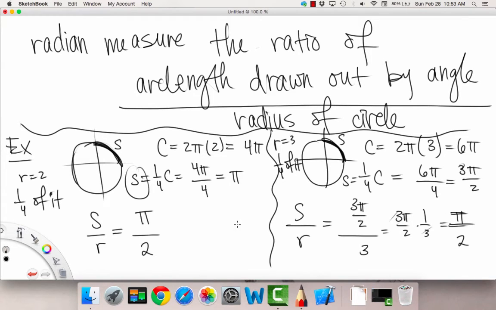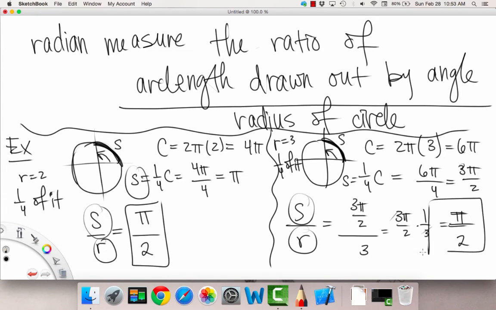So this is exactly what radians tell us: we have the ratio of our arc length drawn out by any angle that we rotate. In this case, we said we're just going to rotate a quarter of the way around our circle, right? So we found the arc length for each of these respective problems when we had a radius of 2 versus a radius of 3. We found the arc length, and then we divided by whatever our r was, and we got this same pi over 2. Pi over 2 here and pi over 2 there.